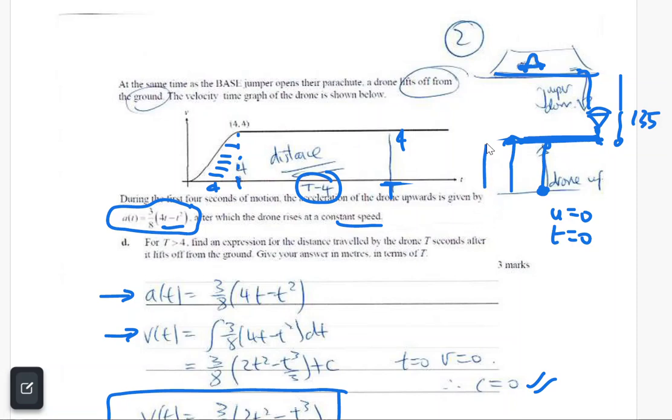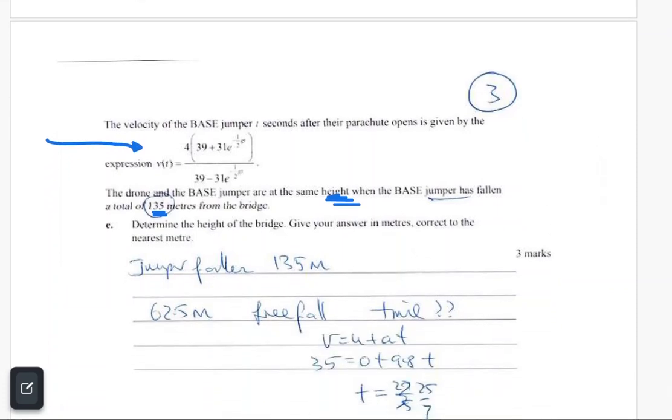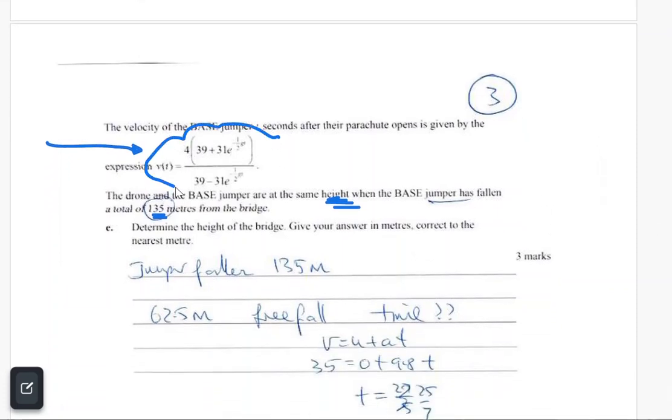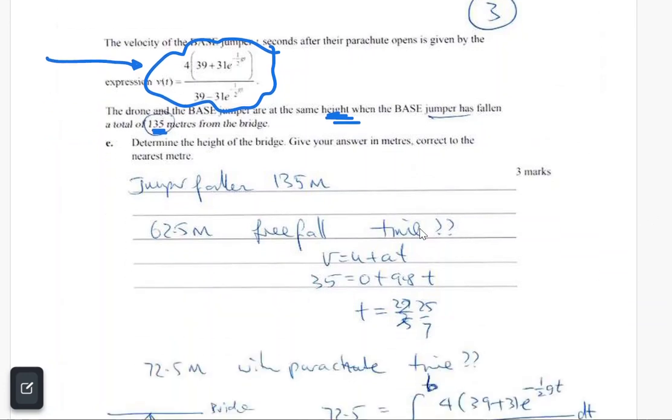So to find the height of the bridge, it's going to be 135 plus whatever the drone has moved during that time. And this is the velocity of the base jumper. So I'd like to know the jumper's gone 135 metres in total, and they did 62.5 in free fall.